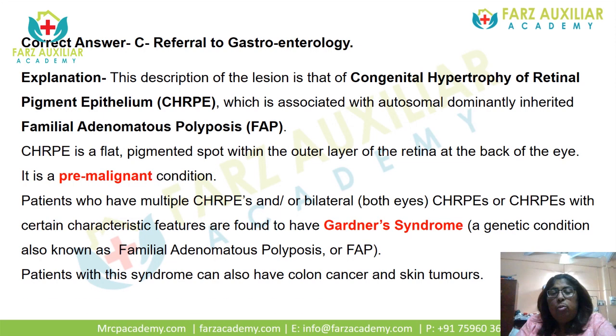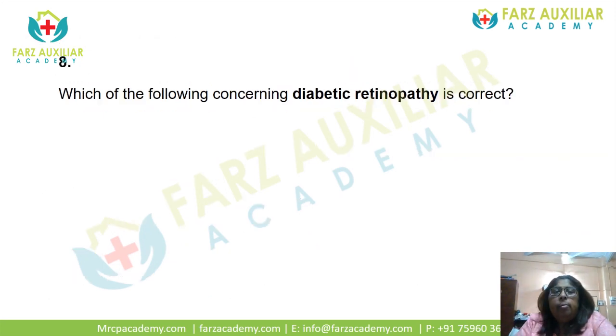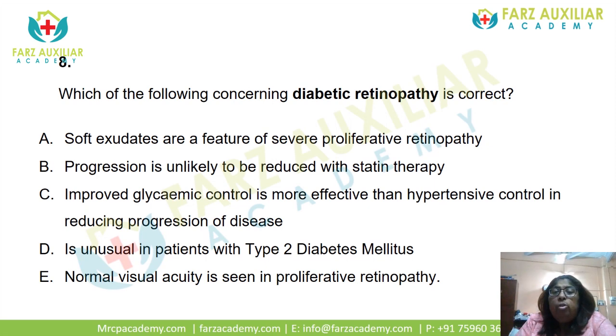Number 8. Which of the following concerning diabetic retinopathy is correct? And remember to read all the choices before choosing one. A. Soft exudates are a feature of severe proliferative retinopathy. B. Progression is unlikely to be reduced with statin therapy. C. Improved glycemic control is more effective than hypertensive control in reducing progression of the disease. D. Is unusual in patients with type 2 diabetes mellitus. And E. Normal visual acuity is seen in proliferative retinopathy.